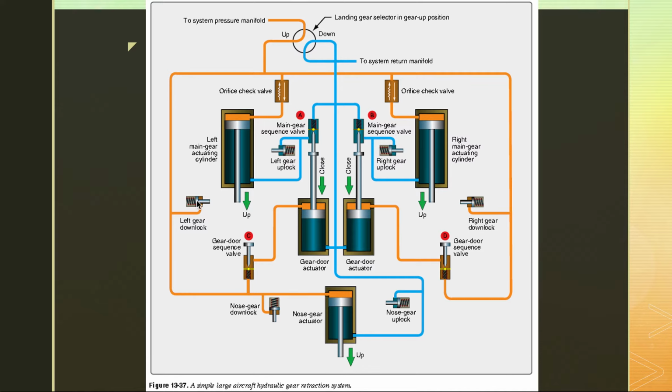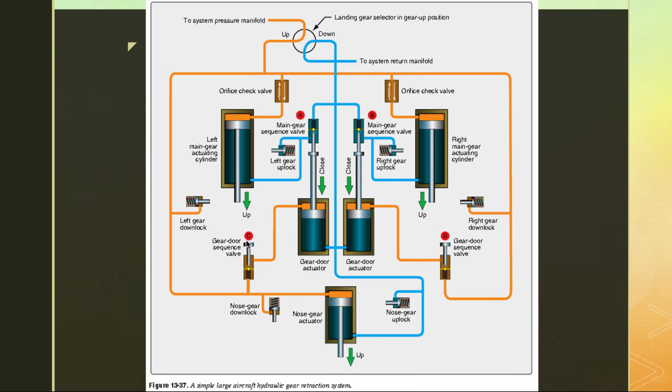Of course, the down lock we talked about before. And then here's the sequence valve we were talking about. So in this system here, there's a gear door actuator. So the gear door would have to open first, and then the sequence valve would open, and then it would let the landing gear come up.